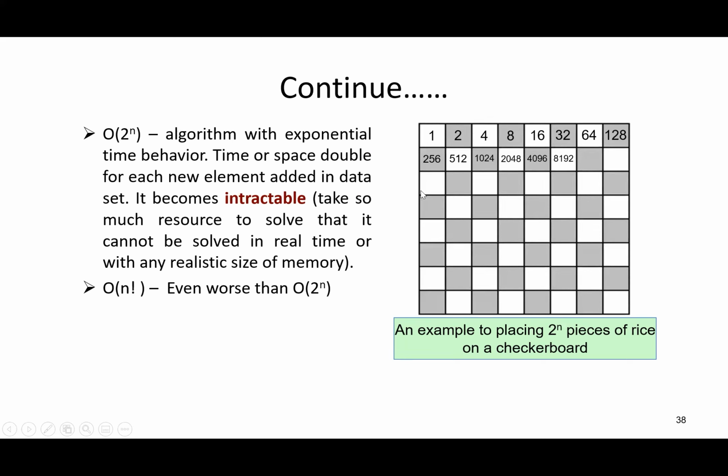So if the algorithm that you get, your big O is this one, at the end, when you look at it, it's order of 2 power n, then you need to consider changing your algorithm to a more efficient one. If you have this n factorial, it is even worse than this. So you have to consider changing your algorithm.